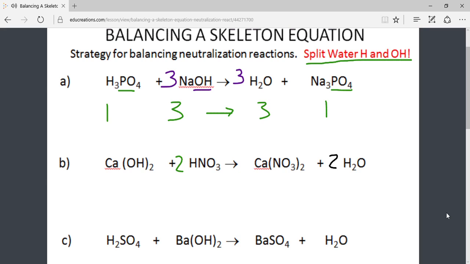This particular reaction balances with a reactant ratio of 1 to 2 and a product ratio also of 1 to 2. Let's employ the same strategy for example C. Again, we will split the water up into the H and OH ions.